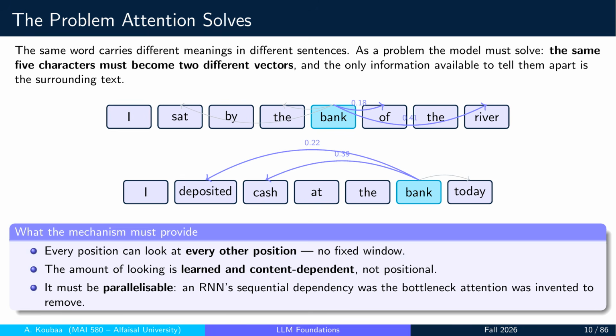Third, it must be parallelizable. A recurrent network processes one position after another, and that sequential dependency was the bottleneck that attention was invented to remove. Hold on to that third requirement. In 9 slides, we will discover that it also created a new bottleneck of its own.